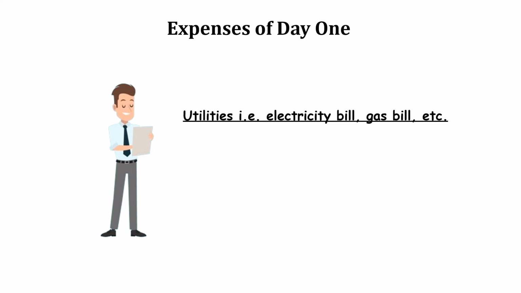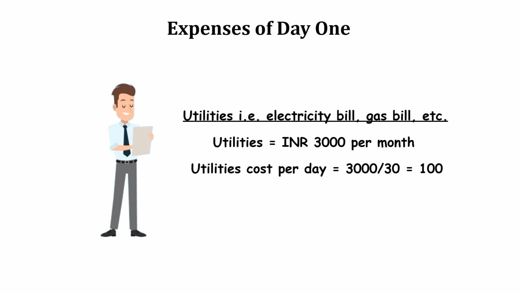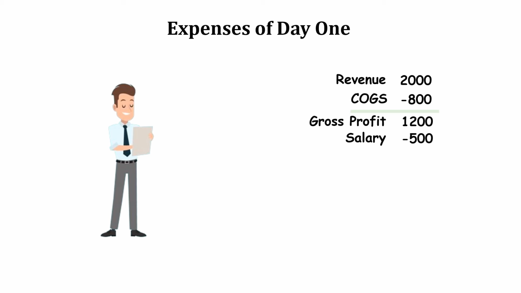Now the second expense is utilities. That is nothing but electricity bills, gas bills, etc. From your business knowledge, you know that the utilities bill will be around 3000 rupees per month. Similarly, you calculate the cost per day of utilities, which is 3000 divided by 30, and you get a number of 100. This is your utilities cost per day. You subtract this utilities cost from your gross profit as well.